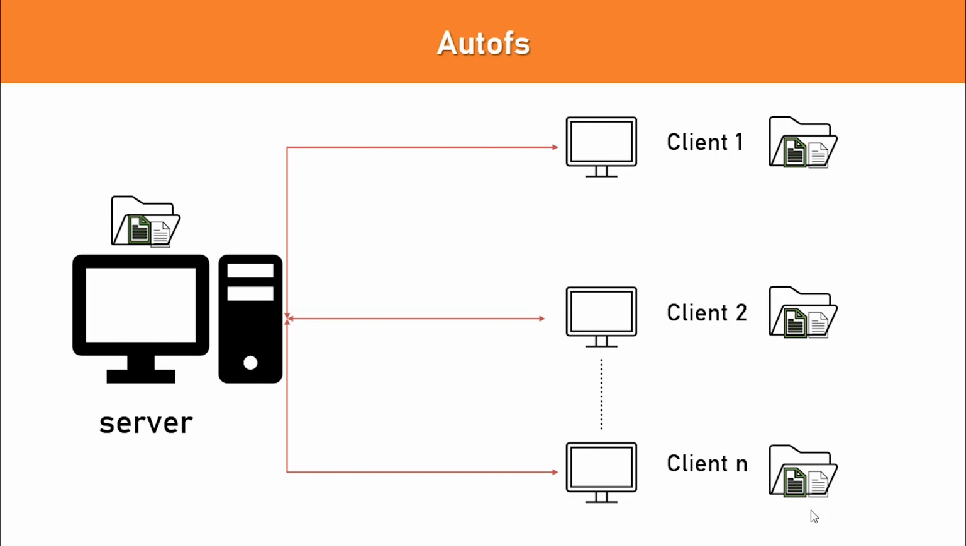This means that using AutoFS, the client can make a connection with the server to access that shared directory only when it requires the files from that particular shared directory, and whenever that connection is not required, AutoFS will automatically unmount the shared directory from the client machine.